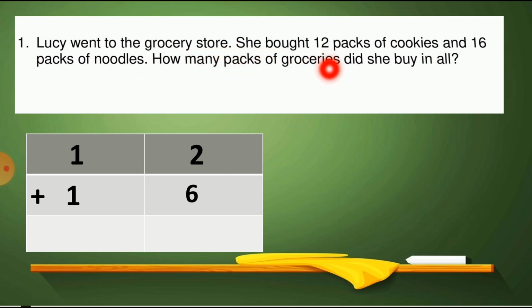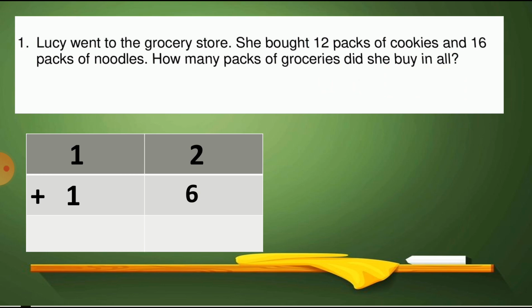She bought 12 packs of cookies. I repeat this. She bought 12 packs of cookies and 16 packs of noodles. How many packs of groceries did she buy in all? So, "in all" indicates addition, the plus.